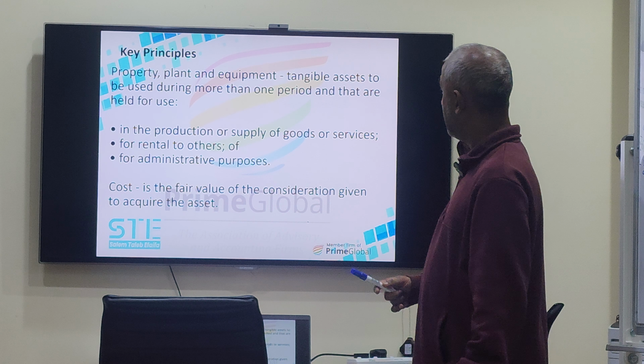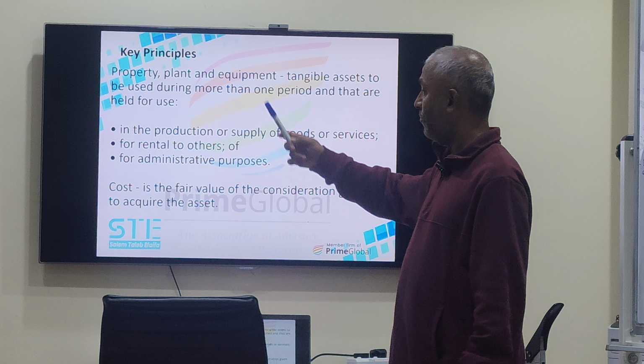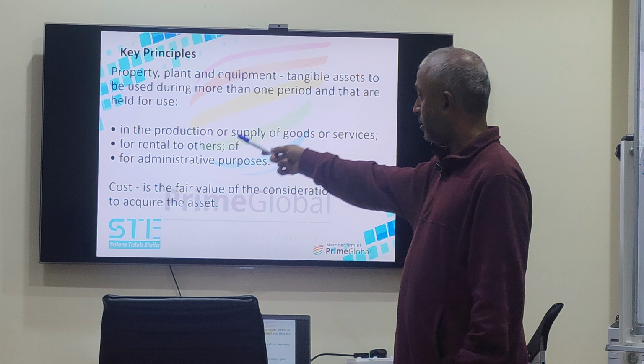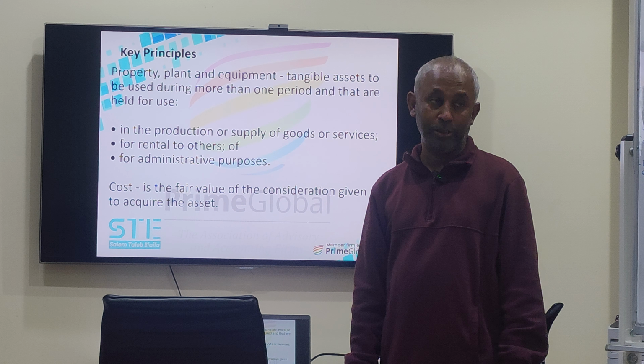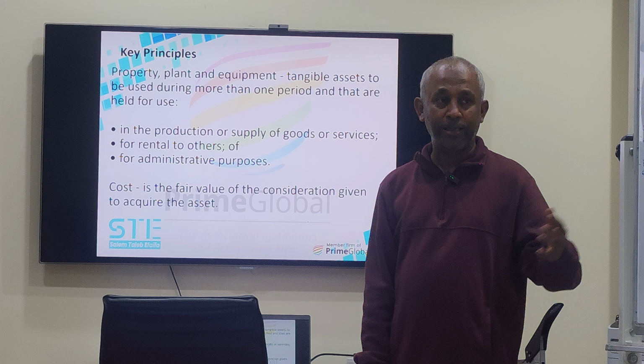Property, plant and equipment are tangible assets to be used during more than one period and that are held for use in the production or supply of goods or services, for rental to others, or for administrative purposes. These are, in other words, examples: land, building, machinery, motor vehicle, etc.